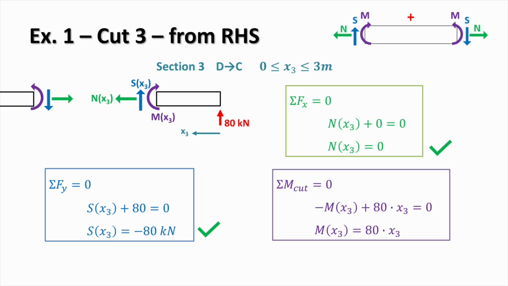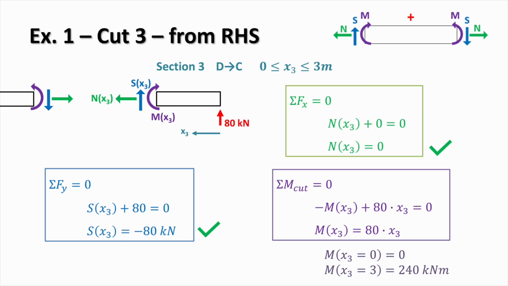And finally, the moments around the cut, we get that minus the moment, because this time the moment is clockwise, plus 80x3 equals 0, so the moment is 80x3. If we put in the two boundary conditions, so when x3 equals 0, so at point D, we get 0, just as we got in the previous calculations, which is exactly what we would expect at a simply supported end where the bending moment must be 0.